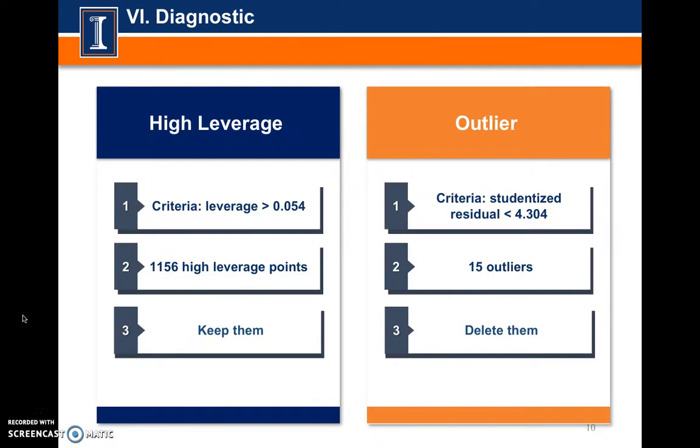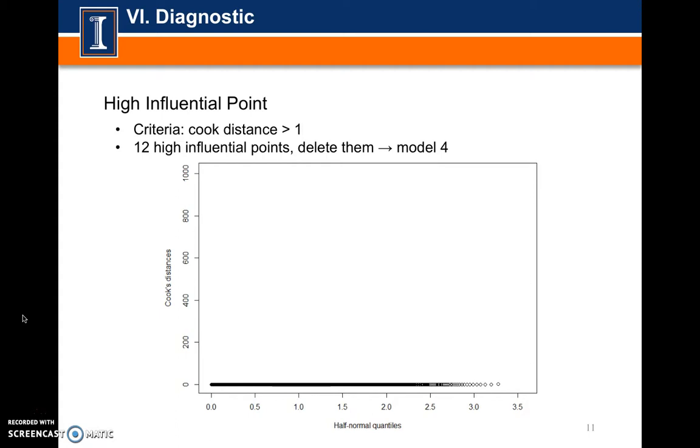Then we start to do the diagnostics for our model. 1156 high leverage points are observed, but we keep them. And 15 outliers are found, and we delete them. The figure shows the Cook's distance for our model, and there are 12 highly influential points with Cook's distance larger than 1, and we delete all of them and get our final model, that is model 4.